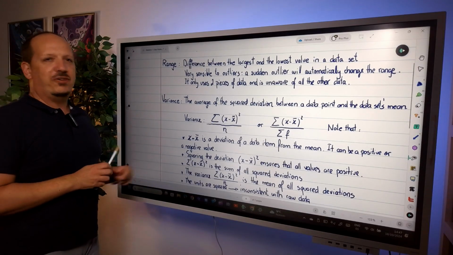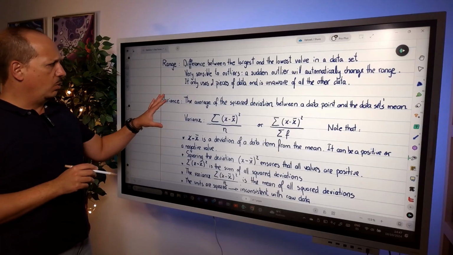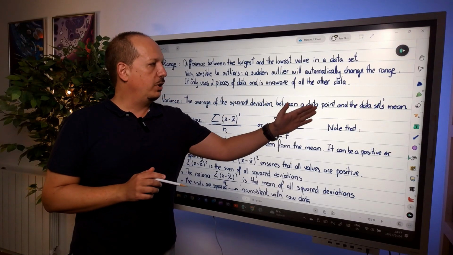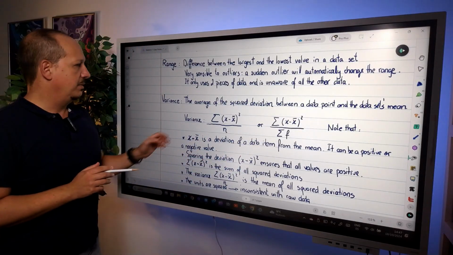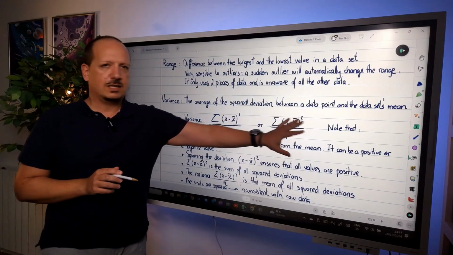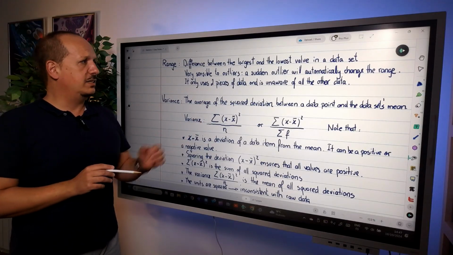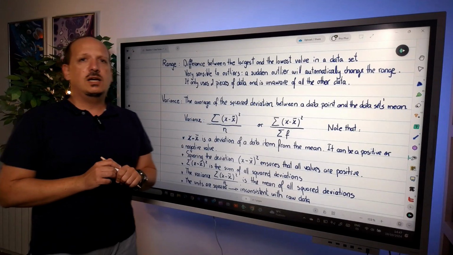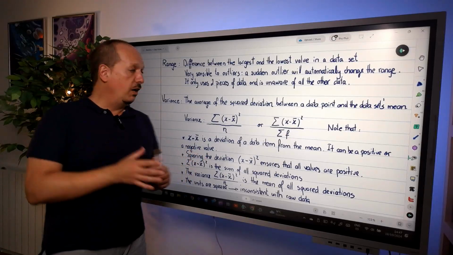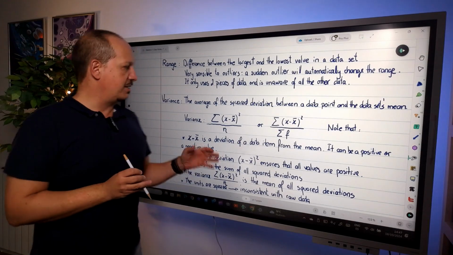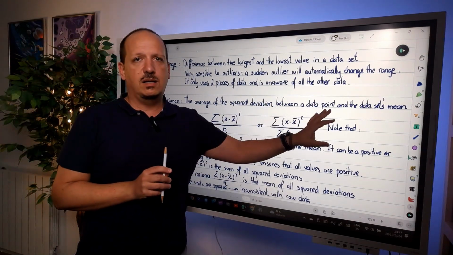Presenting the variance. Let me just go over what it is. The average of the squared deviation between the data point and the data set's mean. Basically, mathematically speaking, this is what it means. If you look at this explanation, probably you don't understand it. Although you can actually solve all questions regarding statistics just by applying this formula.